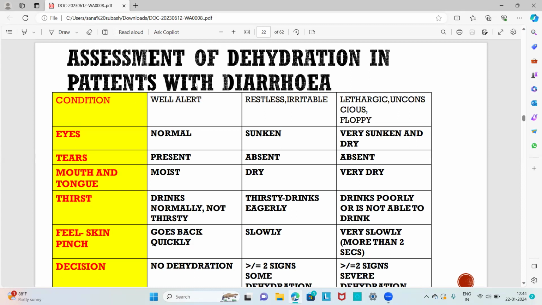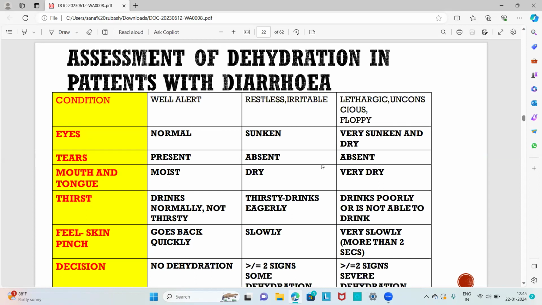First, we have to look for the condition of the child, that is whether the child is well and alert, or restless or irritable, or lethargic, unconscious or floppy. If the condition of the child is well and alert, the eyes are normal, tears are normally present, the mouth and tongue are moist, the child drinks normally and is not very thirsty, and when we pinch the skin it goes back quickly, then it is categorized as acute diarrheal disease with no dehydration.